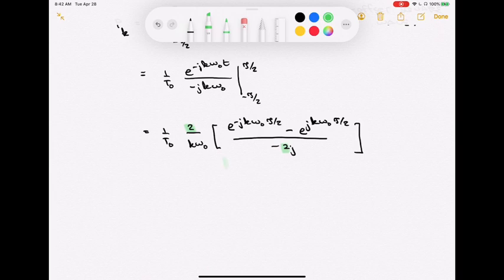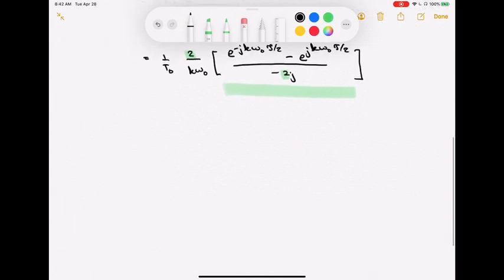Furthermore, I've grouped those exponential terms together in a single way because I recognize that from Euler's as being a sine function. So a little bit of final cleanup here. I'm going to get 2 by t naught k omega naught, and I'm going to have sine then, right? K omega naught tau by 2. This dang near looks like a sinc function, but not quite.